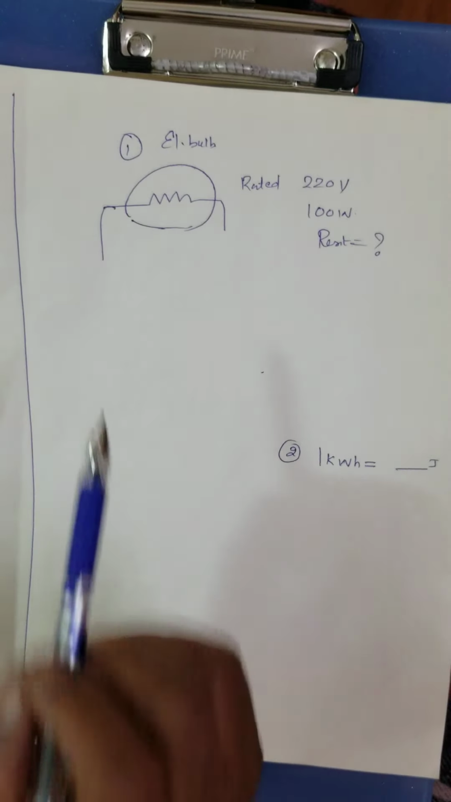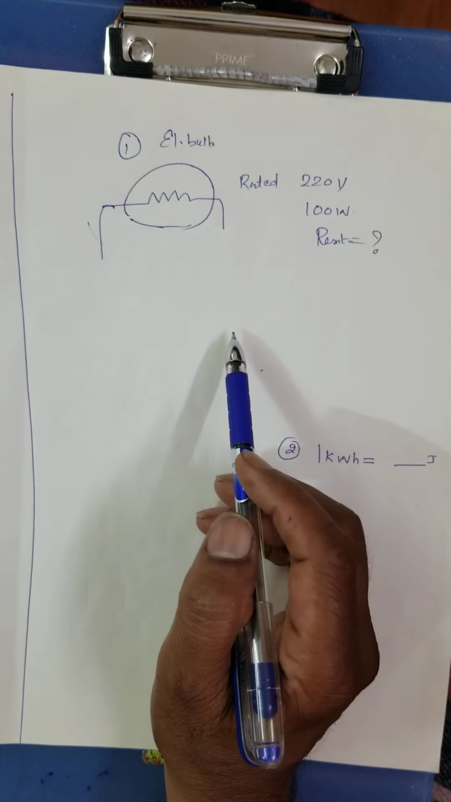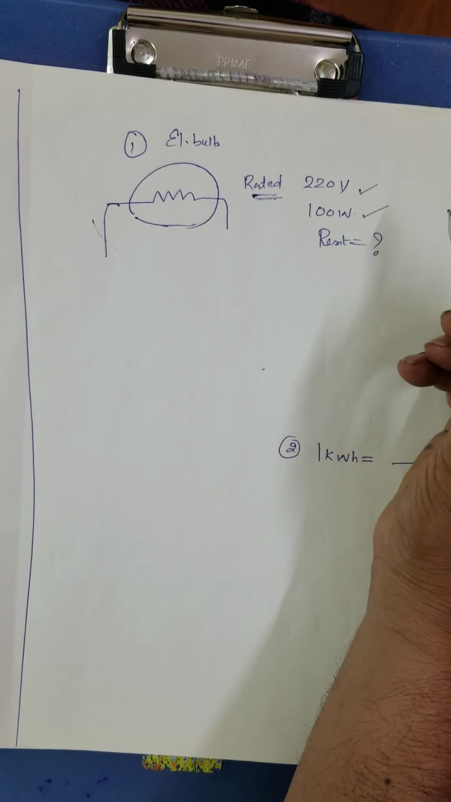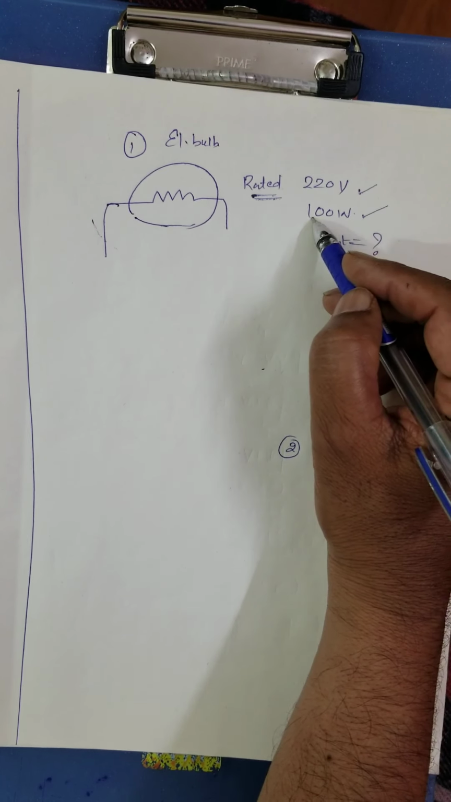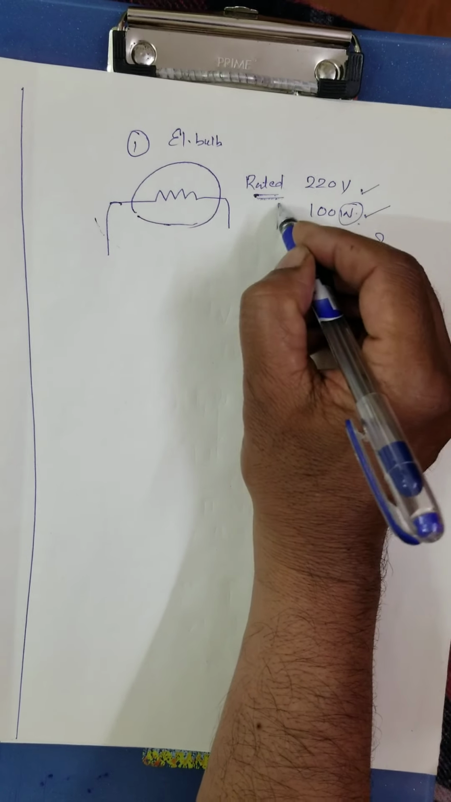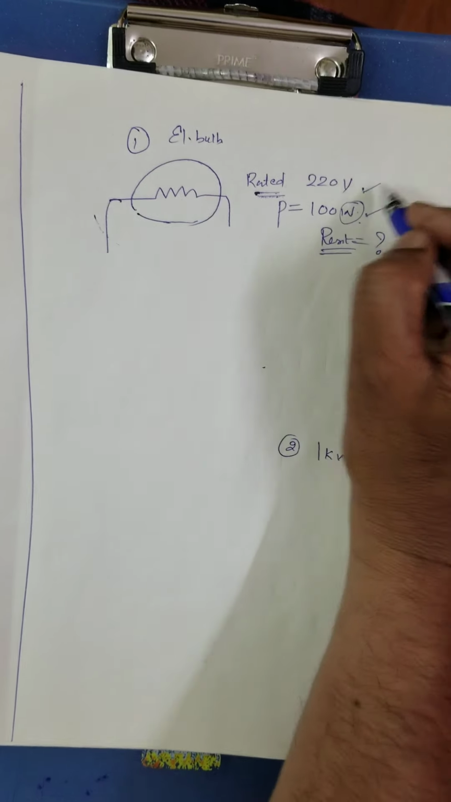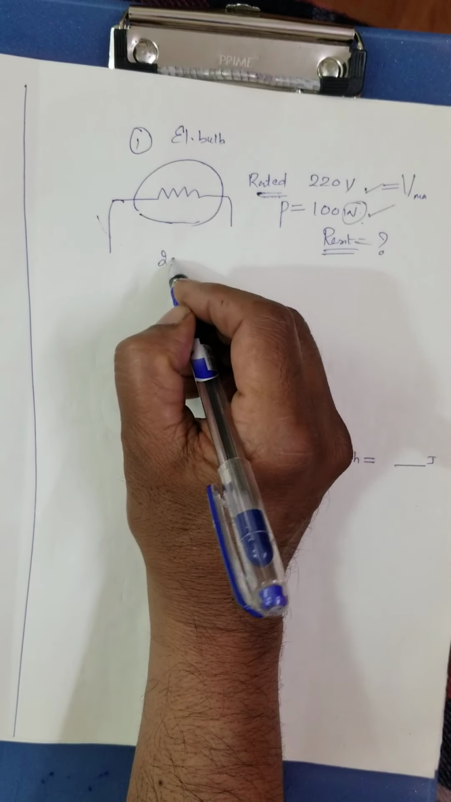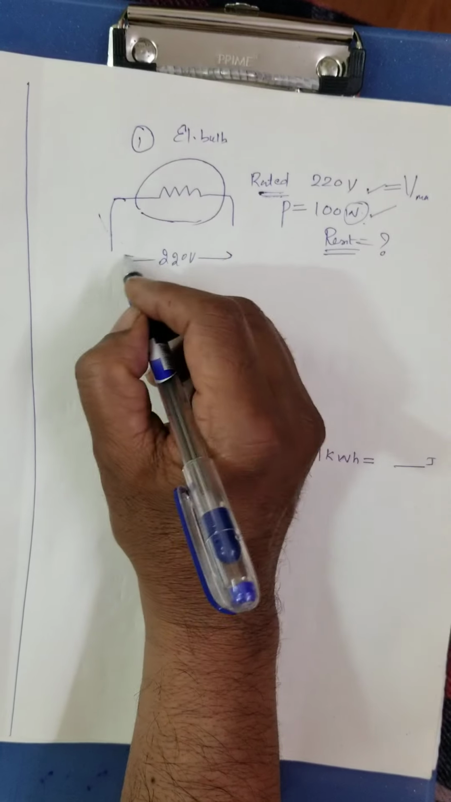They have given an electric bulb. The electric bulb is rated 220 volt, 100 watt. What is the resistance? Watt is a unit of power. This is what maximum voltage it can take. That is 220 volt it can take.